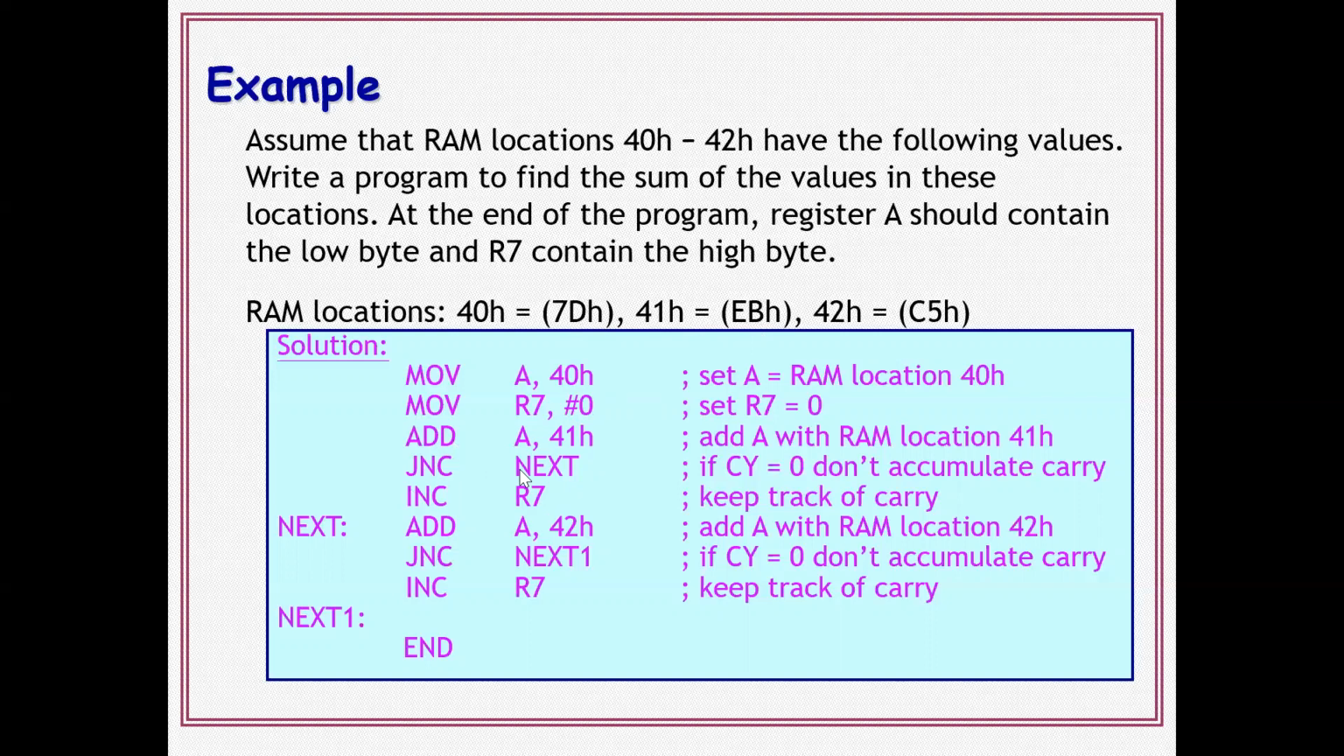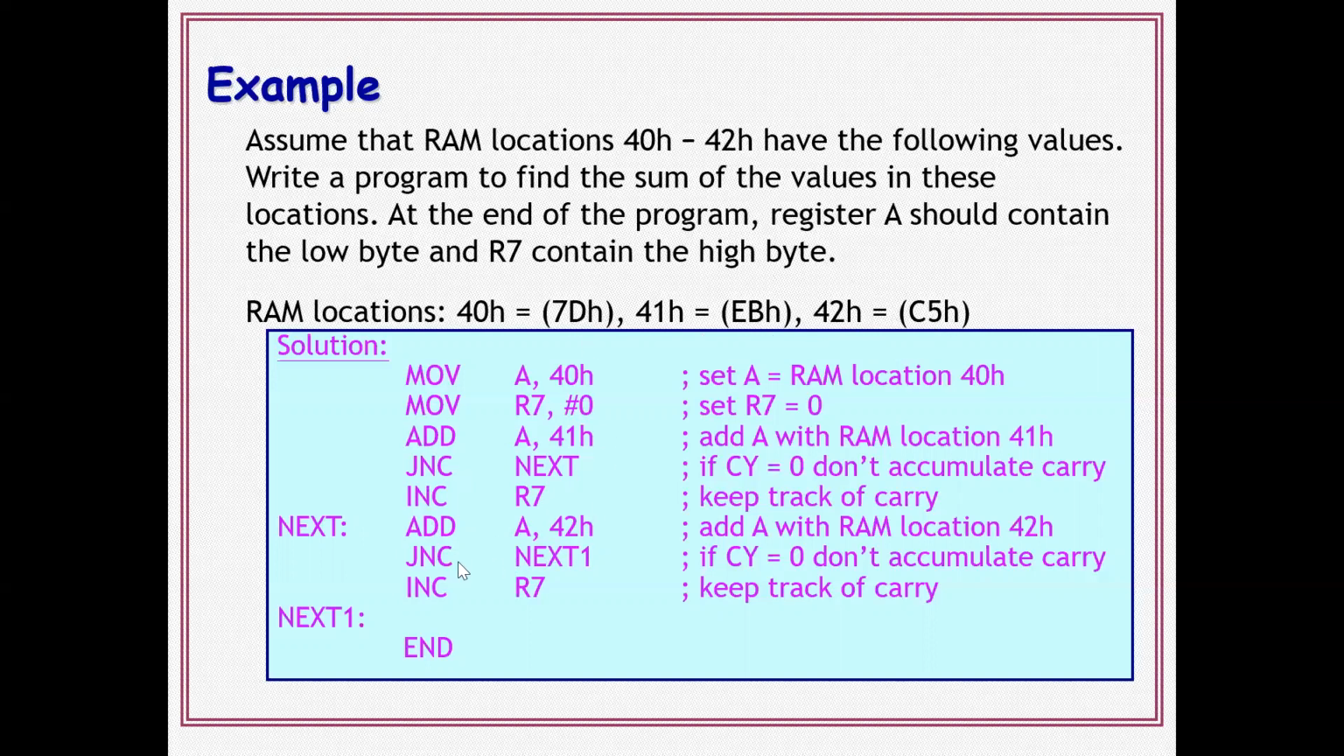So after that, if any carry is set, wait for carry. So JNC, jump if no carry. If there is no carry, then this instruction automatically goes to the next level. Otherwise, if carry is generated, then automatically increment R7. Increment R7. And next, ADD A, the content of the 42H location, C5. So C5 is added to the previous result.